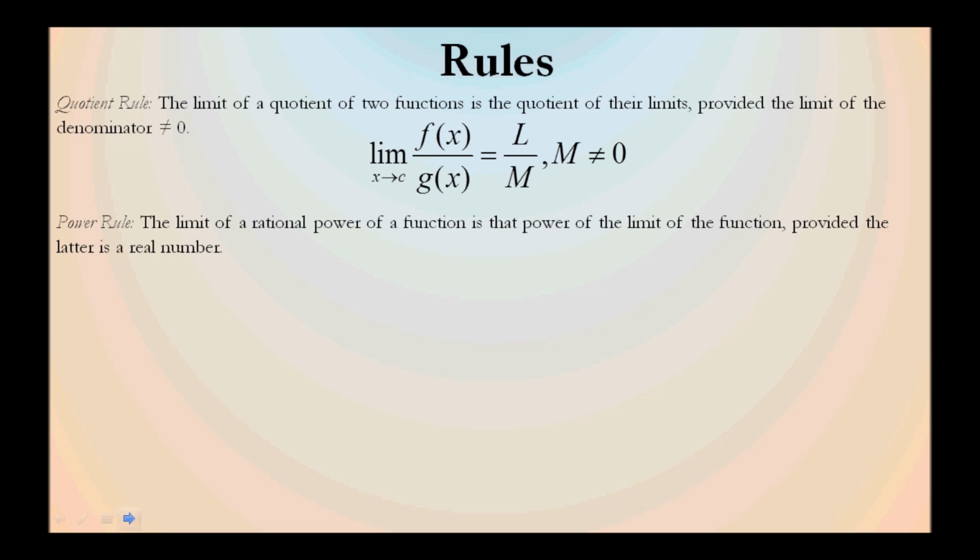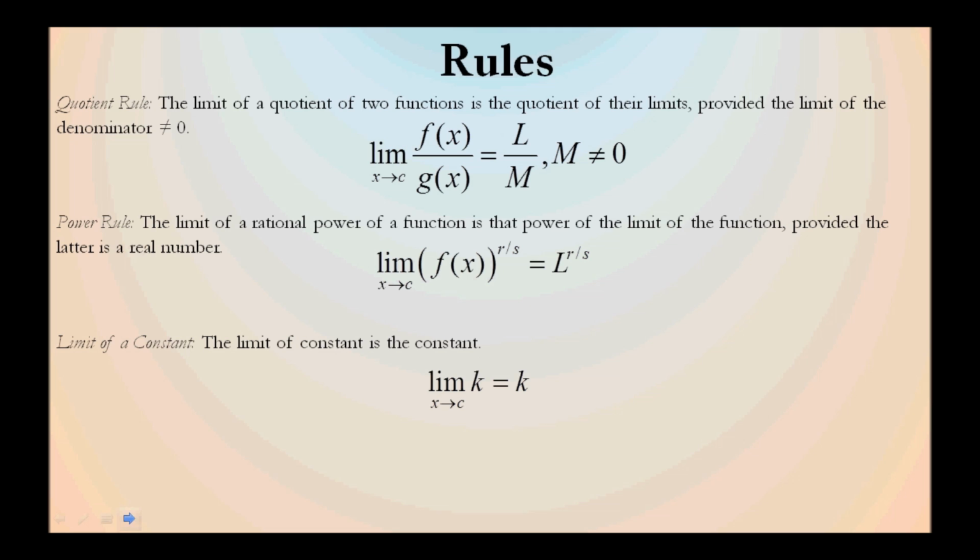The power rule. The limit of a rational power of a function is that power of the limit of the function, provided the latter is a real number. So the limit of f of x to the power r divided by s as x approaches c is equal to L to the power r divided by s. Limit of a constant. The limit of a constant is the constant. So the limit of k as x approaches c is k. And the limit of a variable. The limit of the variable is the limit. So the limit of x as x approaches c is c, the limit.